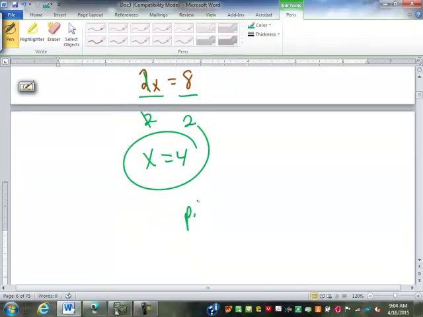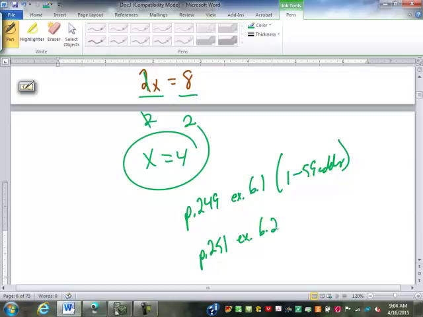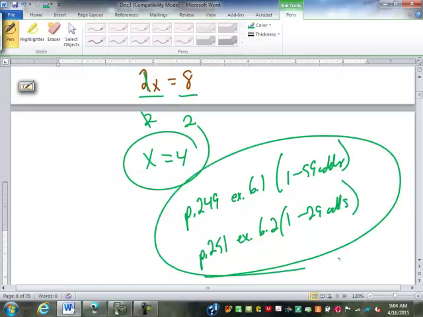There are a couple pages out of your book. Page 249, exercise 6.1, that'll be 1 through 59, the odds. Obviously, you don't have to do all of those. And page 251, exercise 6.2, 1 through 29, the odds as well. And again, do a couple of the first ones. If they're easy, skip the more difficult ones.